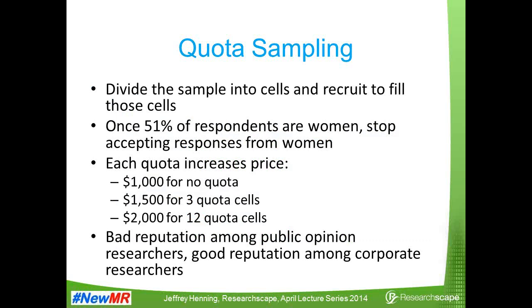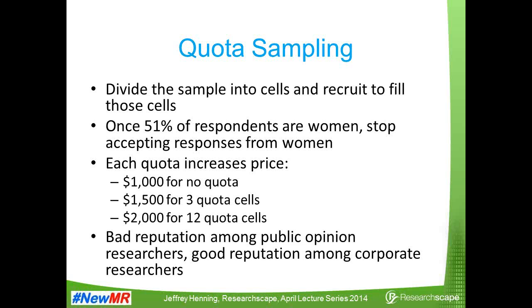Obviously, quotas do increase the price. So one panel vendor had a nice breakout. For 200 interviews, it was $1,000 for no quota, it was $1,500 for three quota cells, and it was $2,000 for 12 quota cells, which would be like a 3x4 matrix.